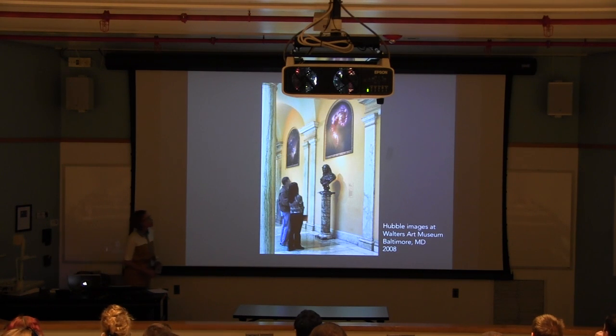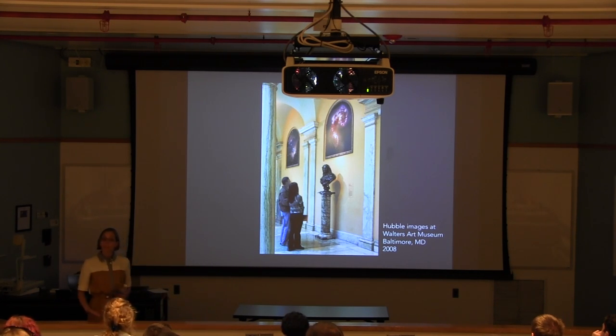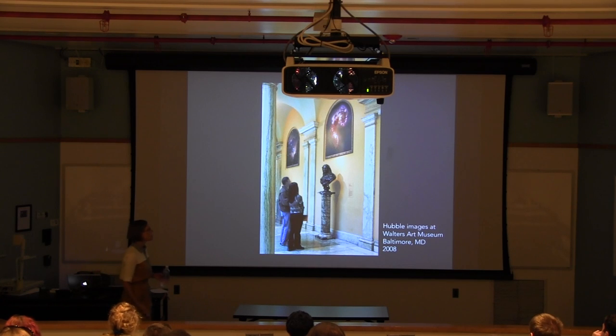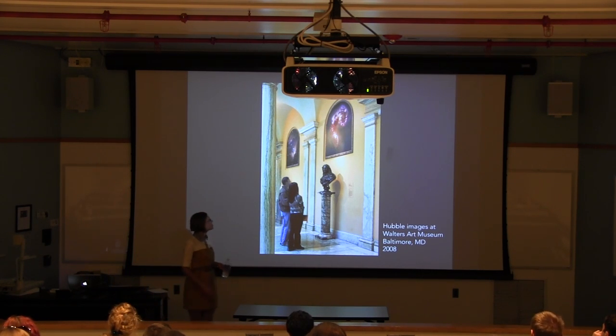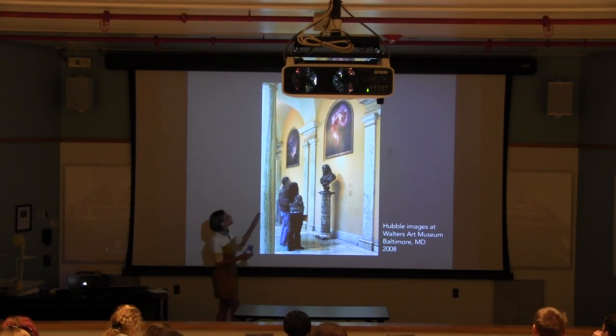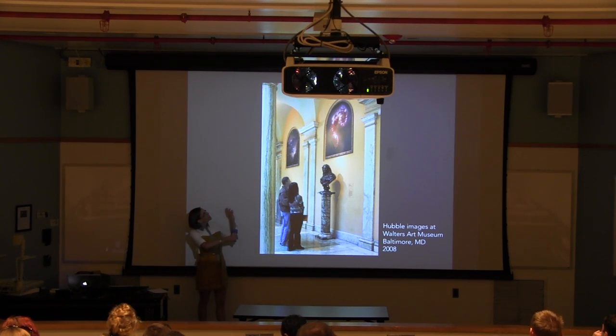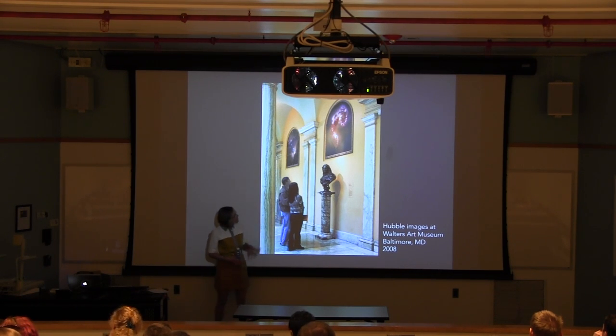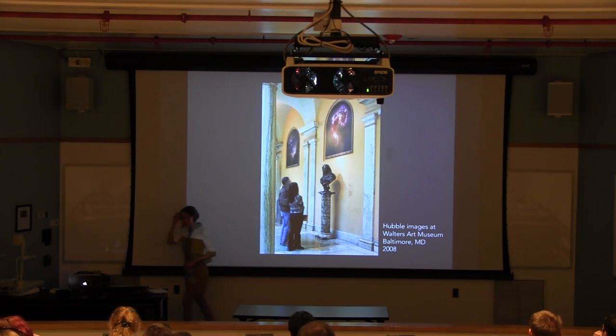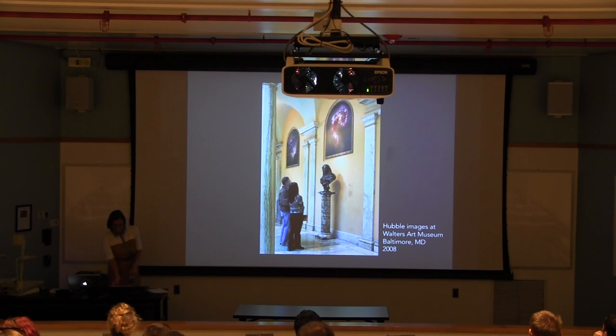And like I mentioned, almost, I think, in recognition of these attributes of the Hubble images, these things that align them with art, they've been exhibited in art museums, here at the Walters Art Museum in Baltimore, where they had special versions of the Hubble images made to fit in these rounded niches above these marble pillars with the busts of various figures.